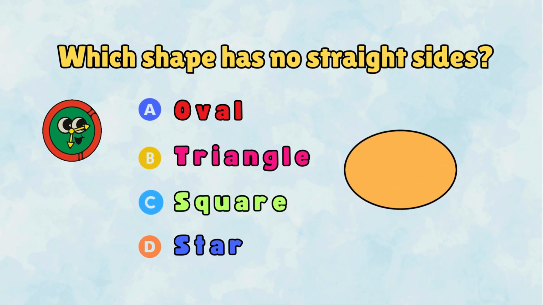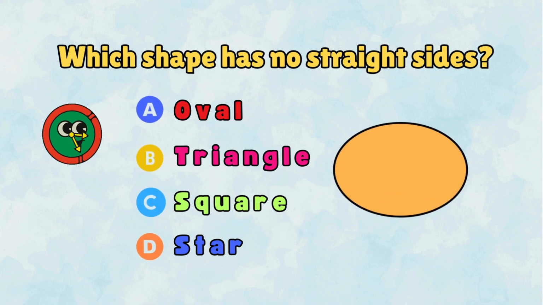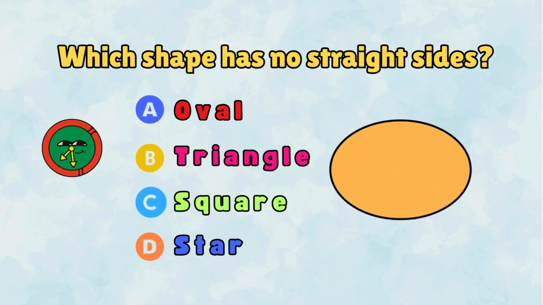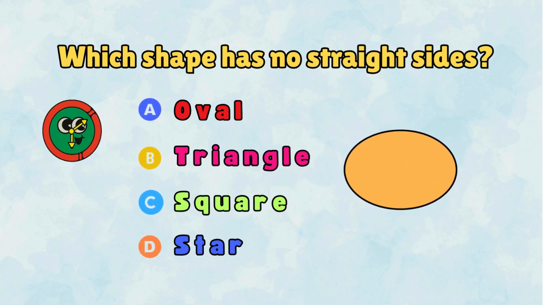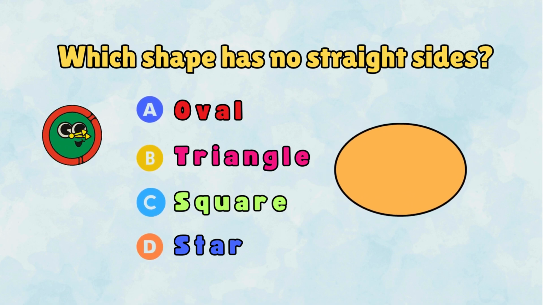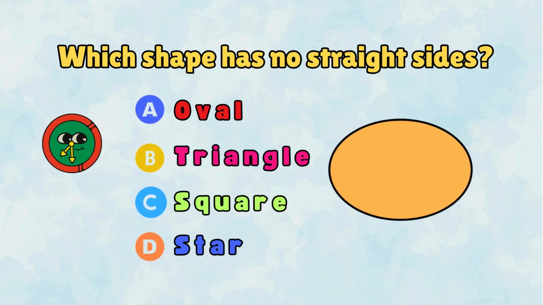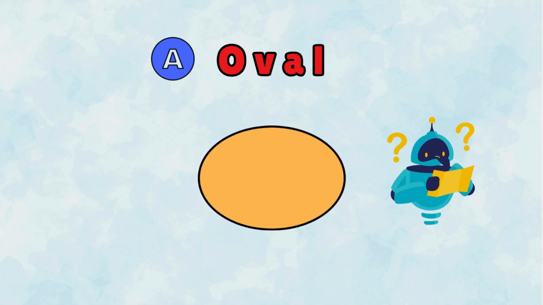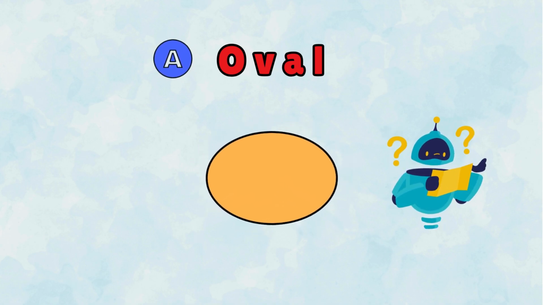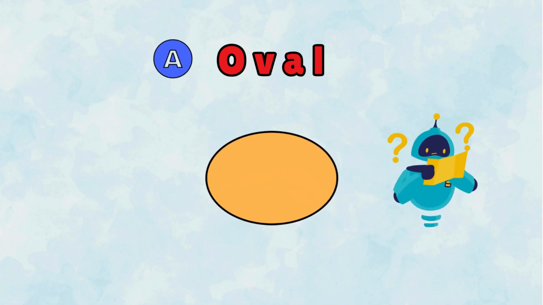Which shape has no straight sides? A. Oval. B. Triangle. C. Square. D. Star. A. Oval. That's right. An oval is a special shape that looks like a stretched out circle.